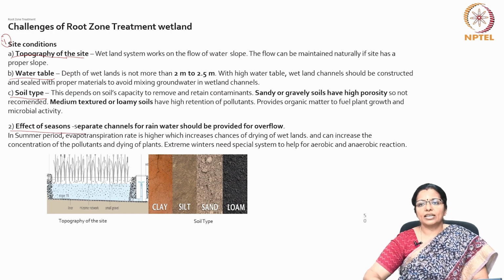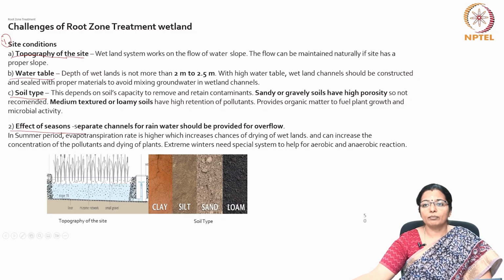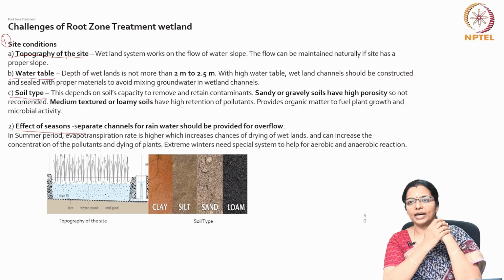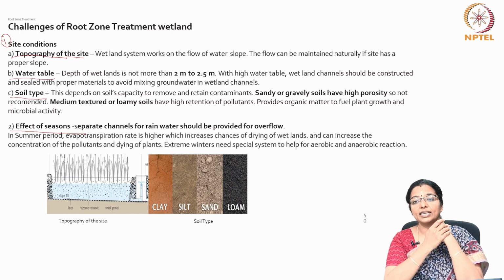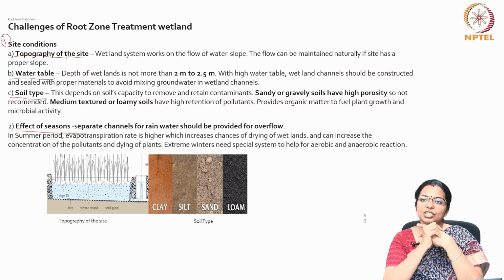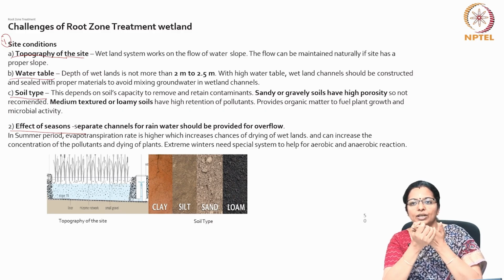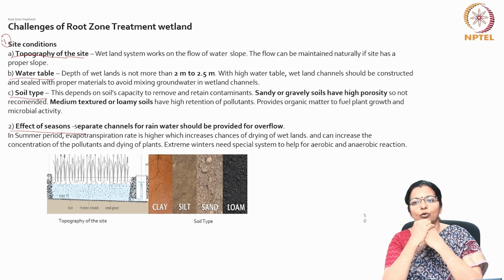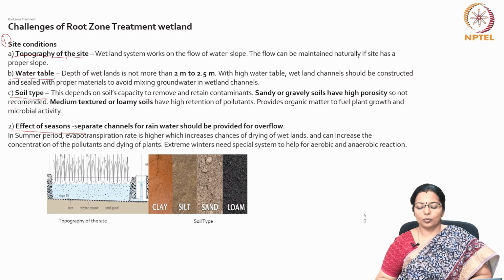So separate channels must be there for rainwater. Otherwise, this can flow into the tank or into the system and cause an overflow. In summer period, evapotranspiration rate is higher, which increases the chances of drying of wetlands. And this can increase the concentration of the pollutants and dying of plants. Extreme winters need special systems to help for aerobic and anaerobic reaction.